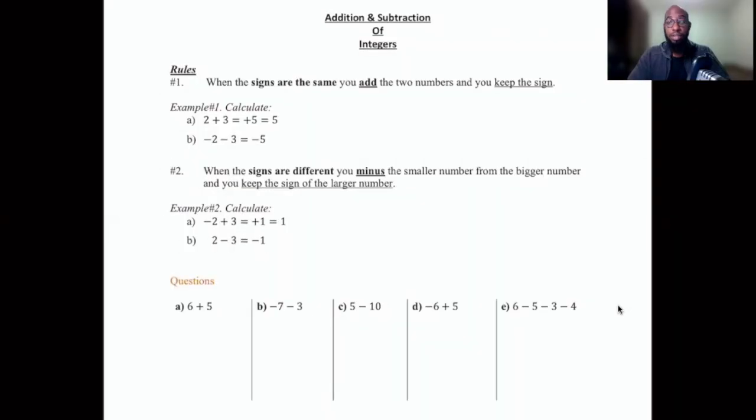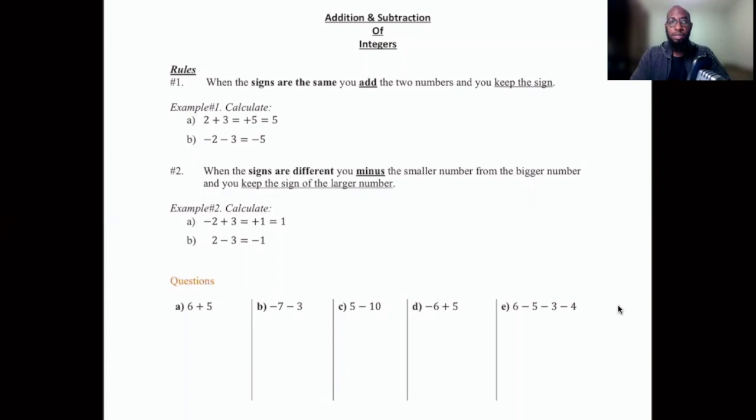To look at addition and subtraction of integers. There are two rules. Rule 1, when the signs are the same, you add the two numbers and you keep the sign. Rule number 2, when the signs are different, you minus the smaller number from the bigger number and you keep the sign of the larger number.